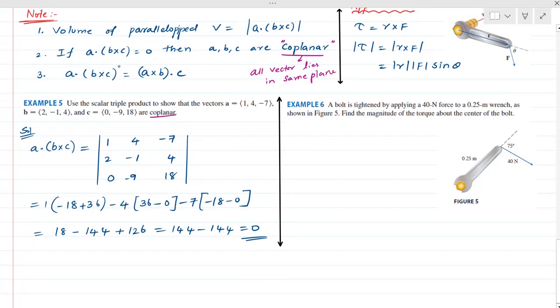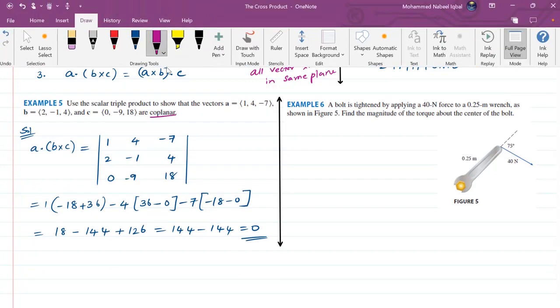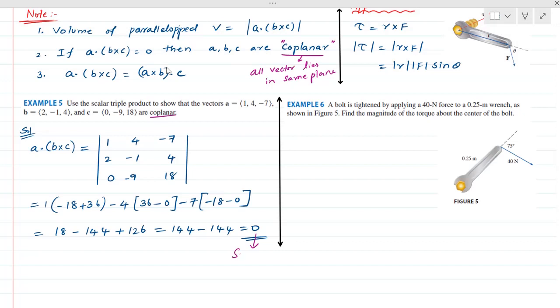So the final output is a scalar, is it right? This is not a vector, which is a scalar. And also we have found that A dot B cross C is equal to 0. We say it is coplanar. Coplanar means all the vectors lie on the same plane. This is what we will have.